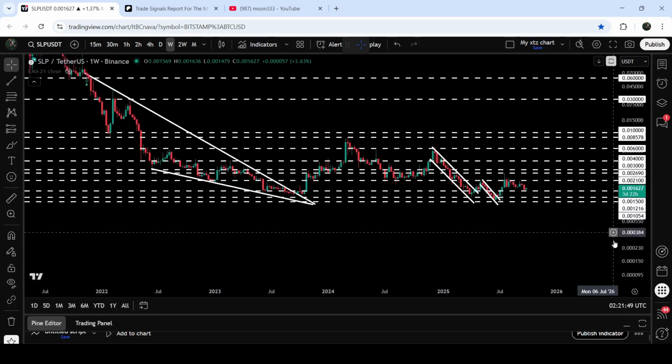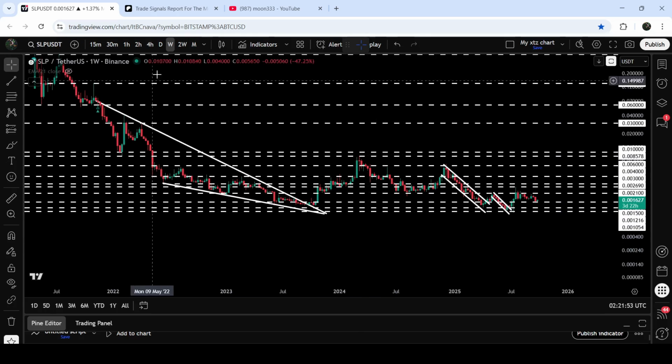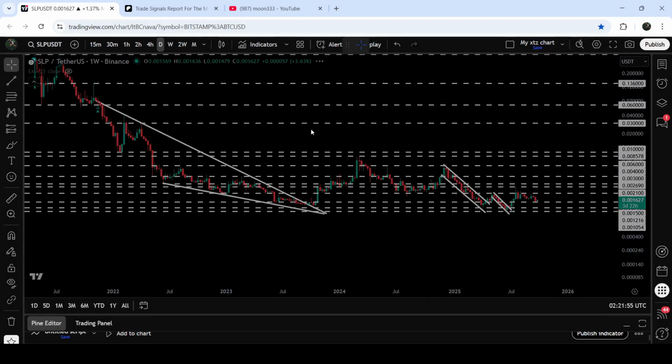On the 7-day time frame chart, you can see that we have already broken out this huge falling wedge pattern as well. And in today's video, we will also analyze this breakout.